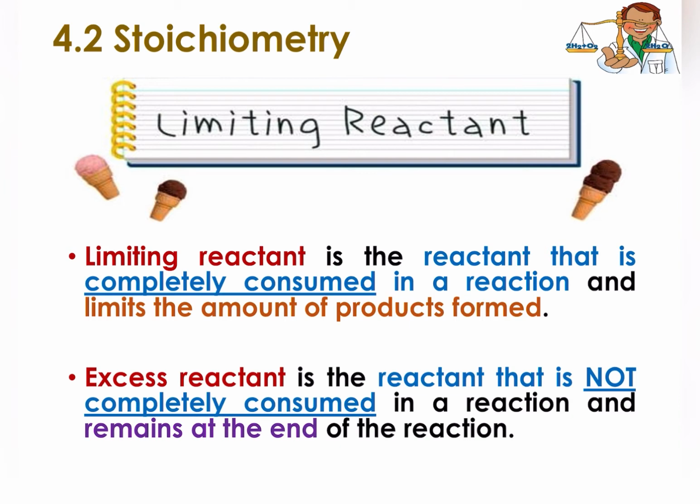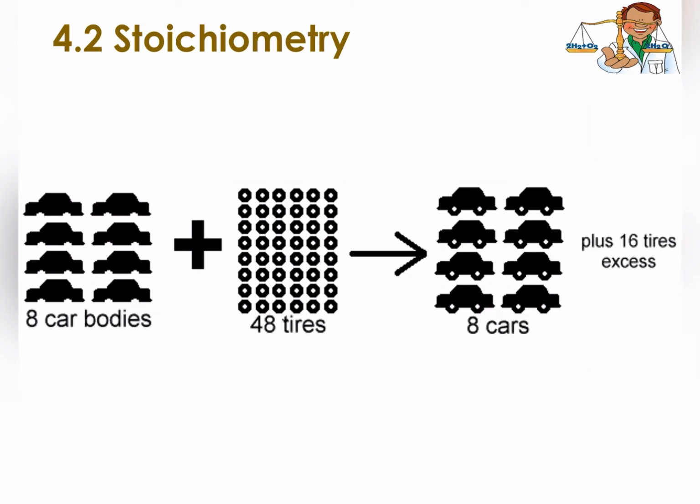So how to understand more? Let's do a few illustrations as analogy. So I have 8 car bodies here and I got 48 tires. So I want to make a whole function car where in order to get one function car, one car body must have 4 tires. So at the end of my result, my production will have 8 cars plus 16 tires excess. So ini adalah baki that remains at the end of my production.